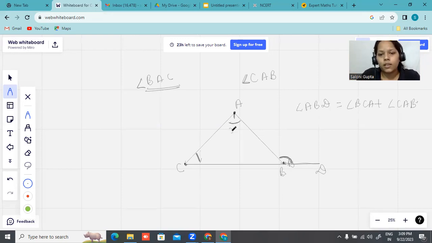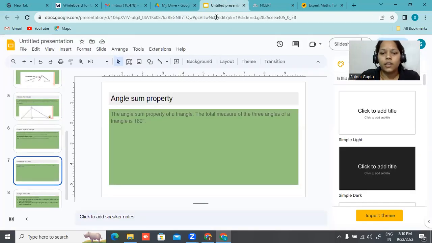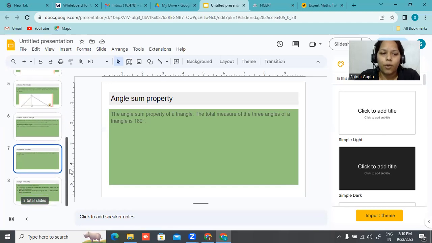So now suppose this angle is my X, this is my Y, and this is my Z. So I can say that X plus Y plus Z will be equal to 180 degrees. So this is the angle sum property of a triangle. I hope you will remember this. Angle sum property means the sum of all the angles of a triangle is 180 degrees. So this is the angle sum property.